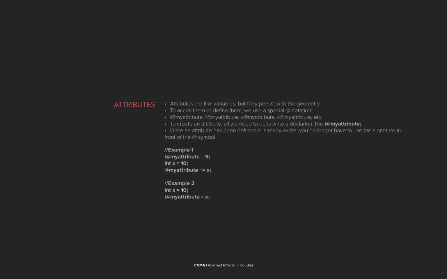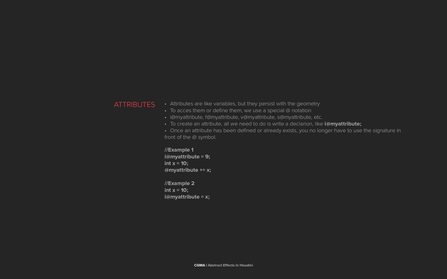In the first example, I'm defining an attribute. I'm saying that I have an integer attribute called my attribute, and it's going to be equal to 9. And just to show you how this works, I'm defining a variable here called x and setting that equal to 10. And now I want to change that value of my attribute. So I don't want it to be equal to 9 anymore. I want something new. And all I need to do is say @myattribute += x, meaning it's equal to 9 plus the new value of x, which is 10. So it will be equal to 19.